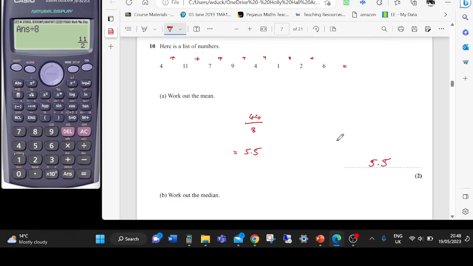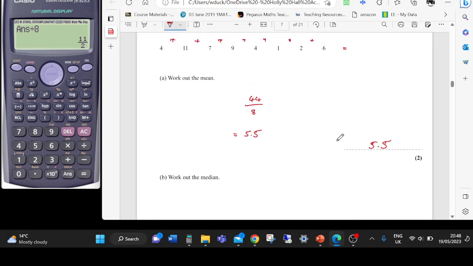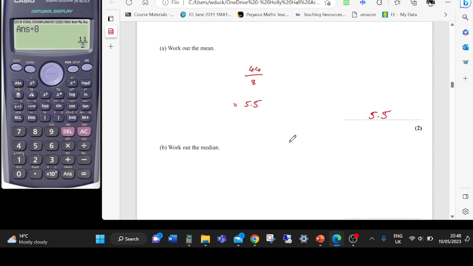And then we've got work out the median. Ideally we'd have them in ascending order or descending order, and then it's much easier to arrange them. But I'll take my shortcut for this. If we've got 8 numbers, the median is going to be 8 plus 1 divided by 2. So the median I'm actually looking for would be 4.5. So I need the 4th and the 5th number.